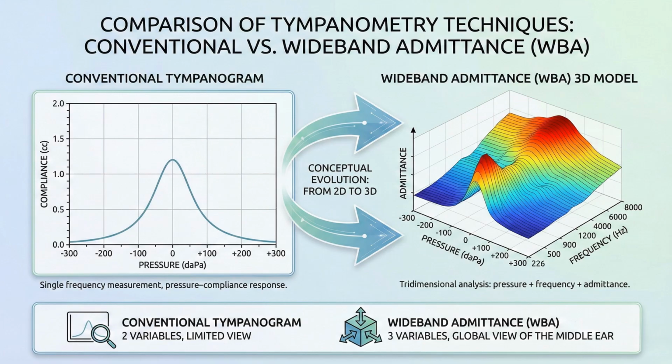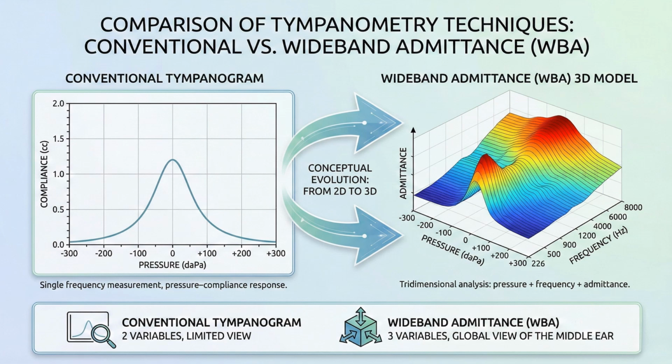Conventional tympanometry measures the middle ear using only one probe tone, usually 226 Hz. It shows how compliance changes with ear canal pressure, so we get a two-dimensional tympanogram, pressure versus compliance. However, the middle ear does not work at only one frequency. Its mechanical behavior changes across a wide range of frequencies.